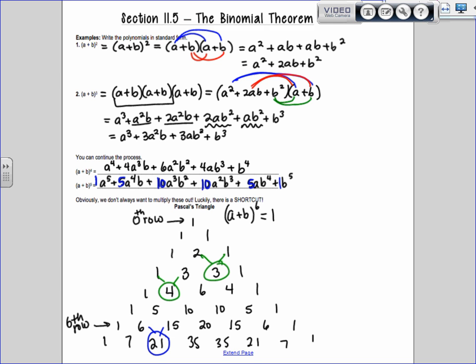So this would start out with a 1, and then I have a to the sixth. Then I'd have 6, a to the fifth, b to the 1, plus 15, a to the fourth, b squared, plus 20, a to the 3, b to the 3, plus 15, a to the 2, b to the 4, plus 6, a, b to the fifth, and then plus b to the sixth. That's what the expansion would be for a plus b to the sixth. I'm using those numbers from Pascal's triangle. Do you understand? Okay, so if I wanted a plus b to the 7, I would use what I call the seventh row to find that.